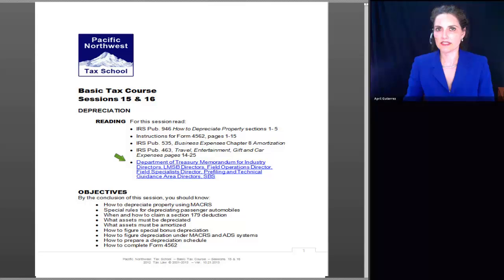And the last reading assignment on the list is the Department of Treasury Memorandum for Industry Directors. This is a publication or an opinion that was released by the IRS way back in 2003, and it applies specifically to the restaurant industry. The restaurant industry obviously has a lot of different kinds of equipment used in it, and the treatment of some of those types of equipment is different under depreciation life than it is for other kinds of property used in other kinds of business, or the same kind of property perhaps used in another kind of business. So that reading link is in there for you.